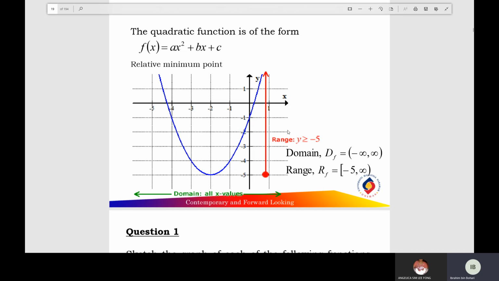Okay, second, the graph here opens upwards, and then the minimum value is at (-2, -5), and the y-intercept here is at -1. So you check the domain of the function. Domain here is defined for all the real numbers, negative to the positive infinity. And the range of the function, from the bottom up, the minimum value of the quadratic function here starts at -5 to the positive infinity. So you state the range here as -5 to the positive infinity using the semi-open bracket.